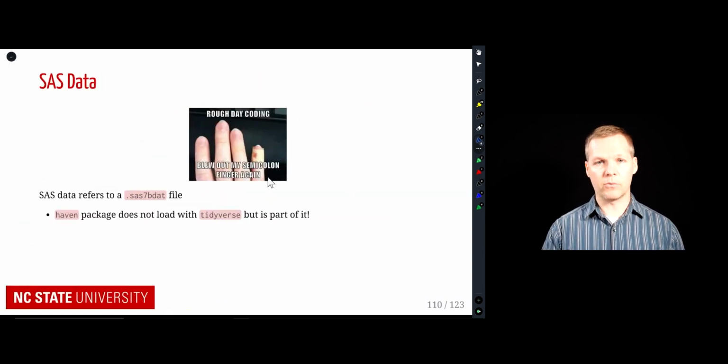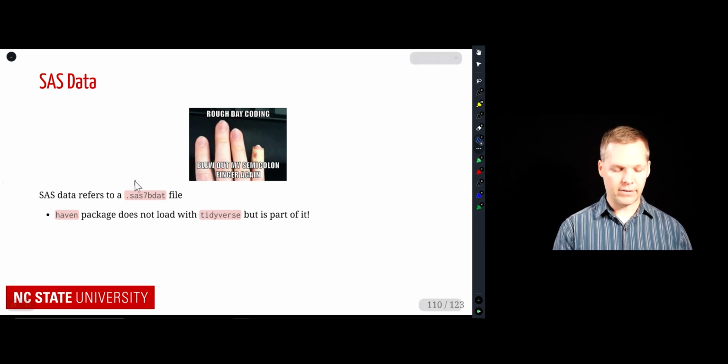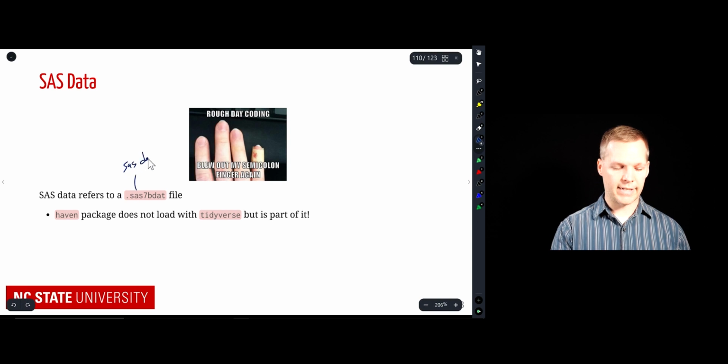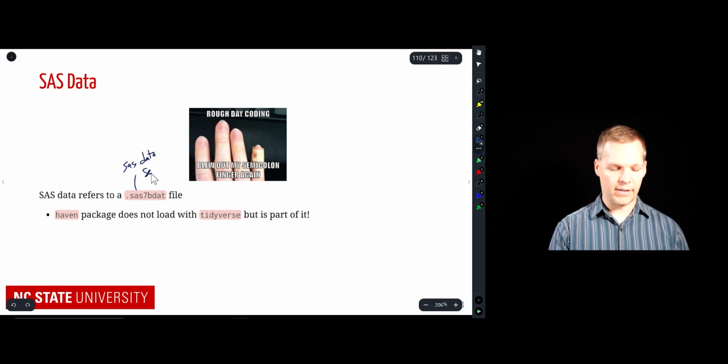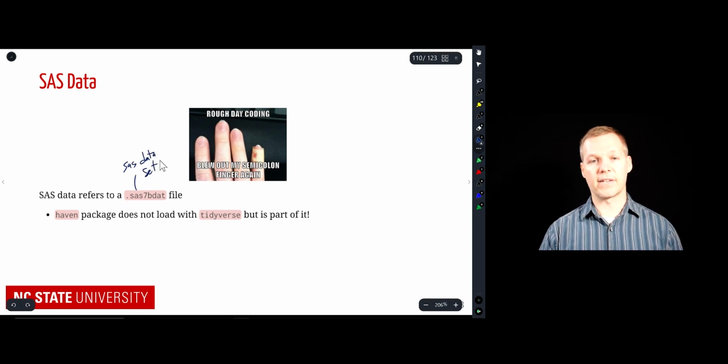Okay, that's Excel data. What about SAS data? A lot of people program in SAS, and when you program in SAS, you get out what's called a SAS file. So a SAS data set saves as a .sas7bdat file.